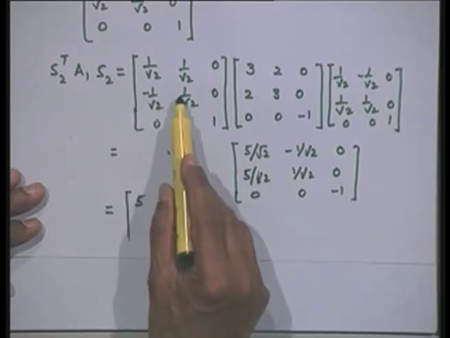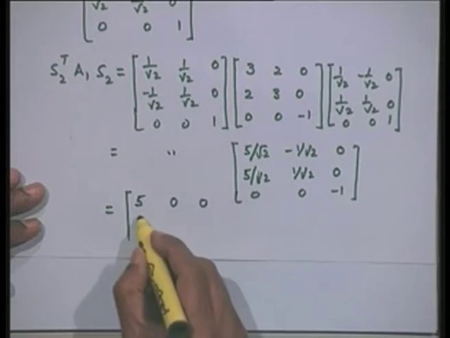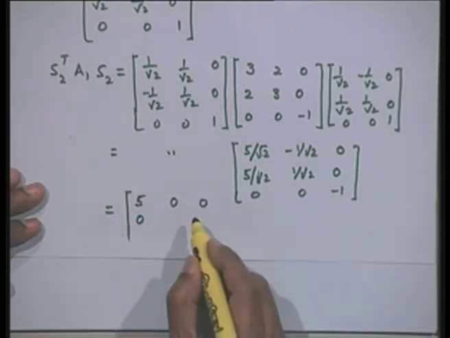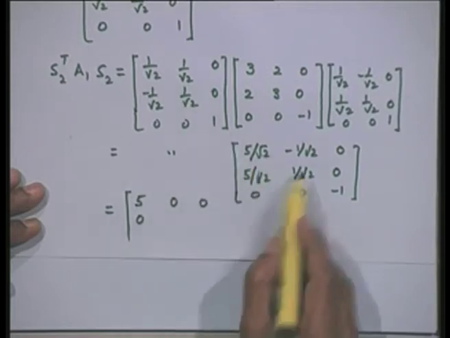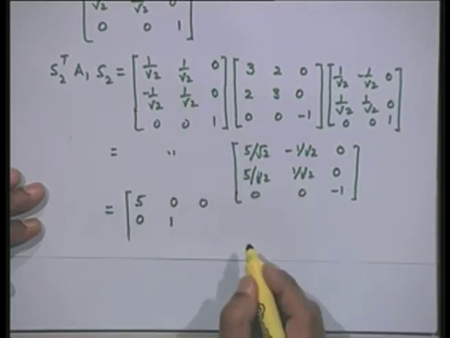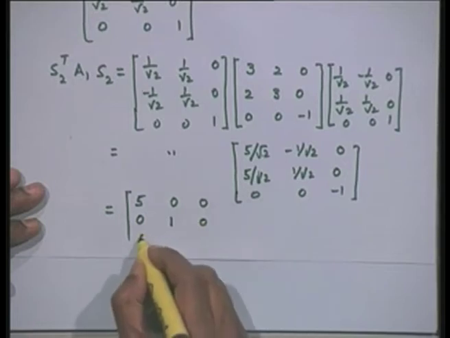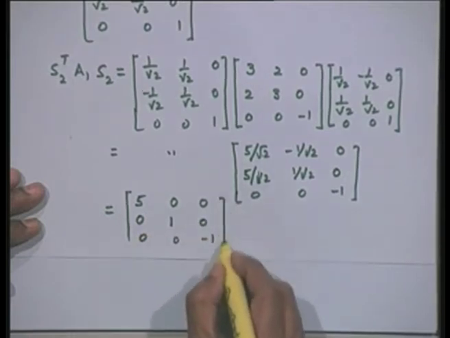Now second row, these are equal, opposite sign. So I will again produce a 0 here. This is plus 1 by 2 plus 1 by 2. So that will give me 1. This is 0 0 0 minus 1.